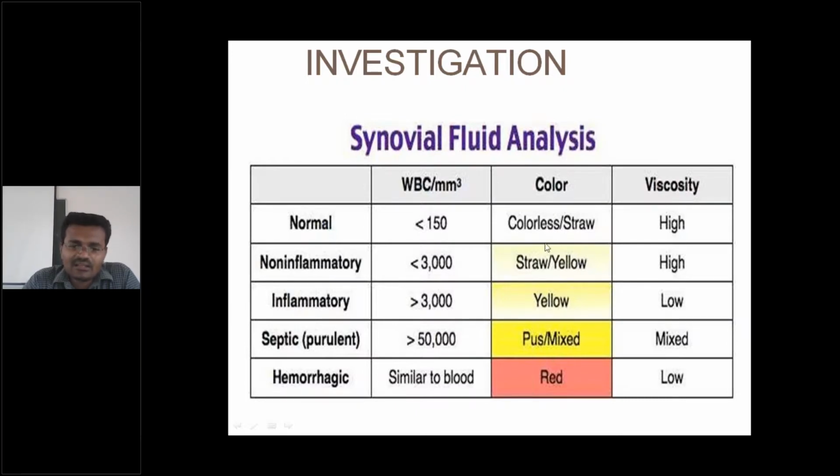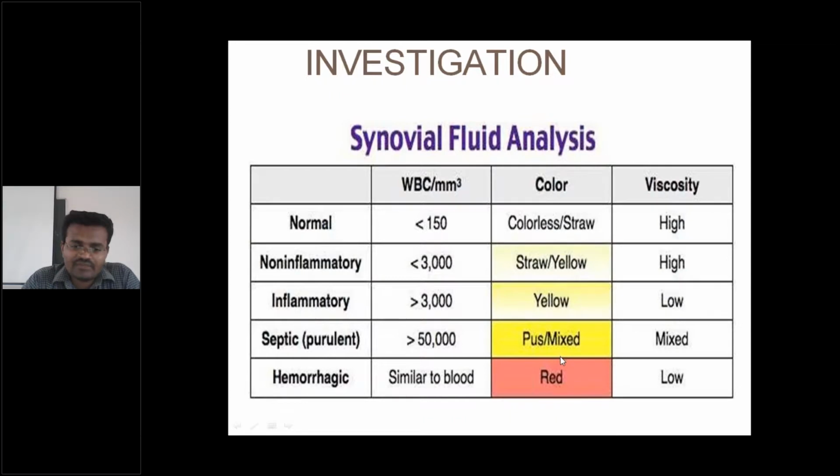By color also, normal fluid is colorless or straw colored, with a slight yellowish tinge. In inflammatory conditions like rheumatoid arthritis, it may be bright yellow. In sepsis there will be pus. In hemorrhagic, it will be pure blood. For example, due to trauma immediately after a fall, a patient may come with an ACL injury. Even then there will be abundant swelling, but in ACL injury there will be pure blood, very red in color.